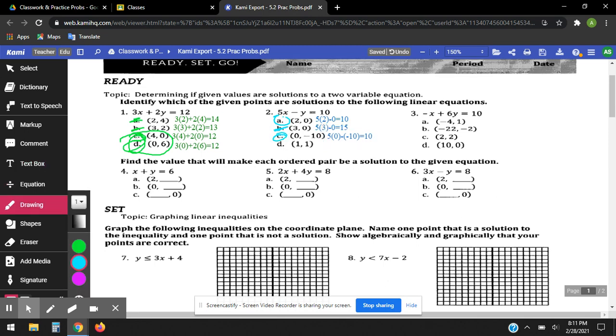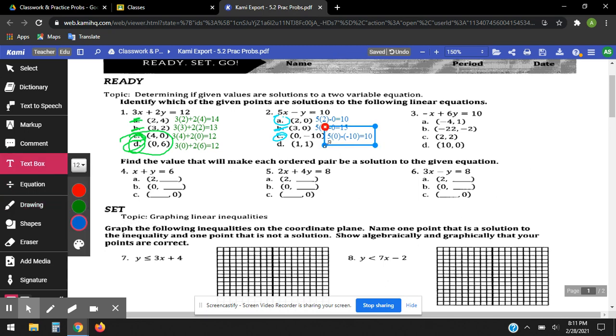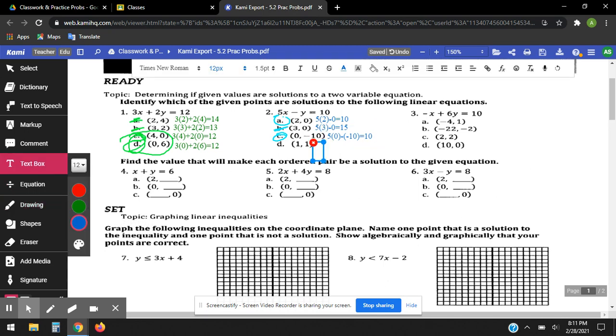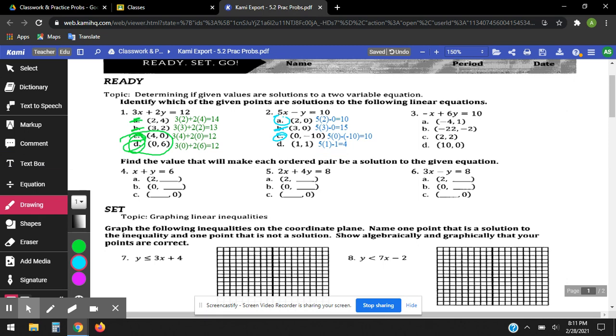Circle C. And let's try D. 5 times 1 minus 1 equals, well, that's 5 minus 1 is 4. So that one does not work. So I'm going to go ahead and cross that off. All right, so A and C were the only two that worked in this case. All right, let's try this one.